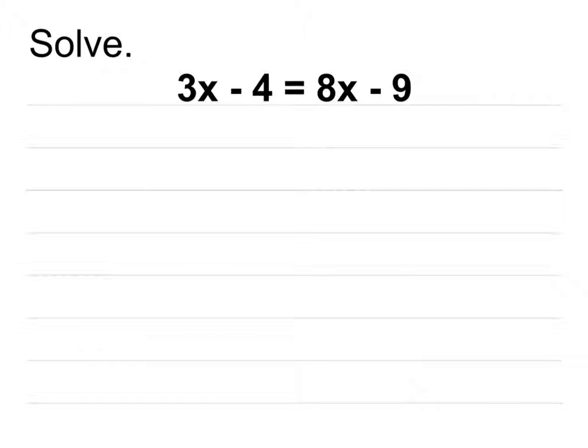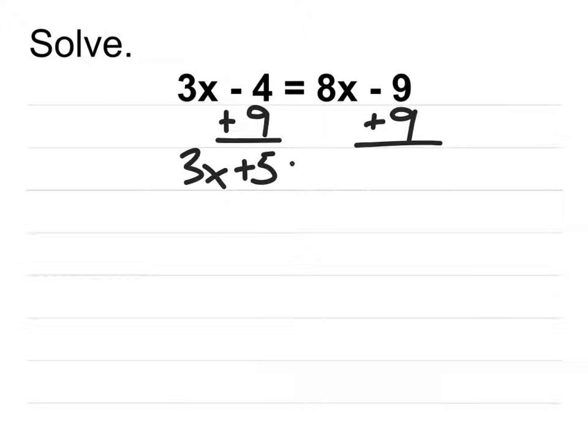All right, so again, how do we start this one? I always like to start by getting rid of whatever's added or subtracted like this. So in this case, I can either add 4 or add 9 to both sides. I'm going to choose to do the 9 first because it's going to leave me with something positive. Because in order to undo minus 9, I add 9. So if I add 9 to both sides, that gives me 3x plus 5 equals 8x.